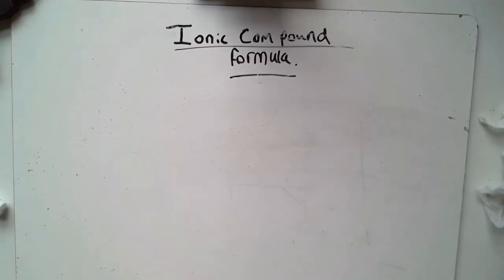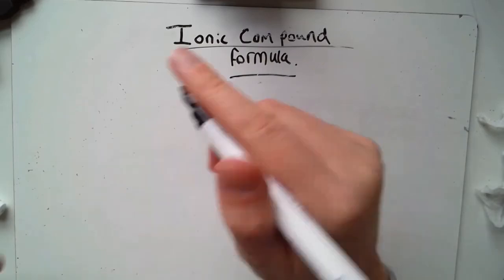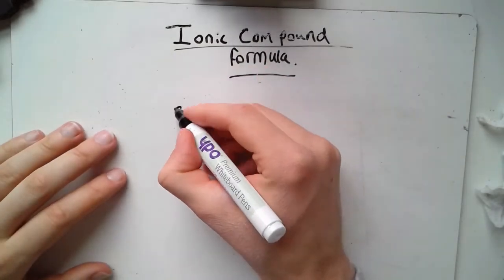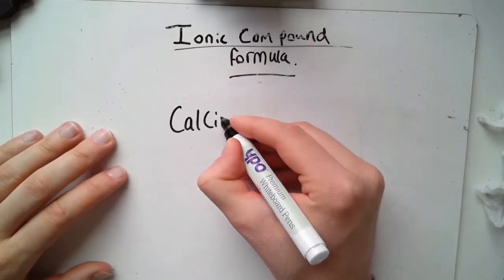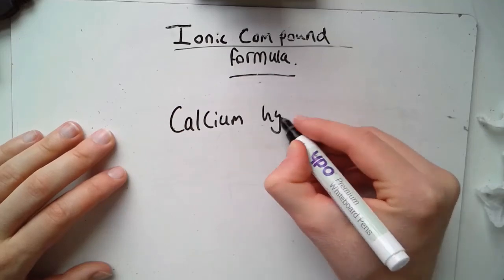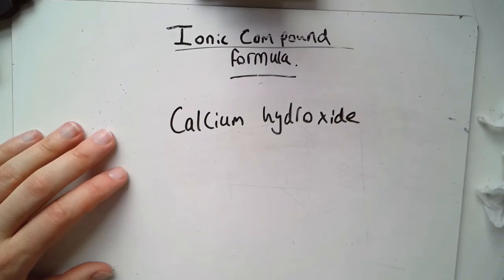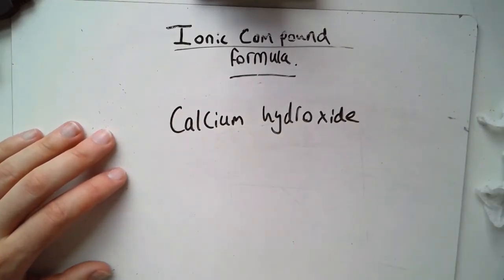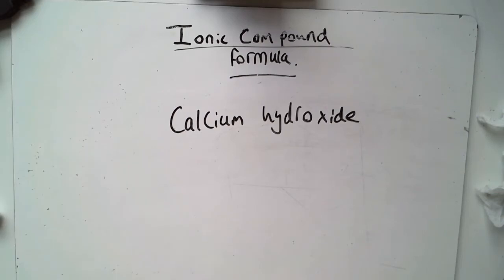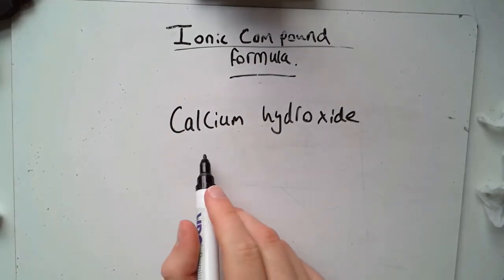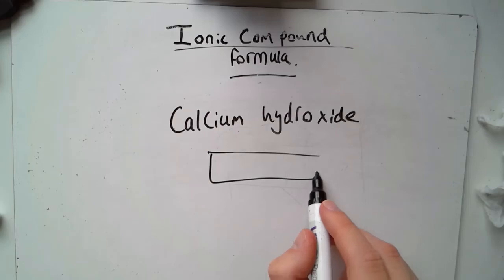This is a bit trickier, because you need to memorize the formulas for the polyatomic ions before you can go any further. So let's say I've got calcium hydroxide. The process is pretty much the same, but you need to know the formulas for the polyatomic ions, and you also need to be able to show them in a formula correctly. So firstly I'm going to draw a box.